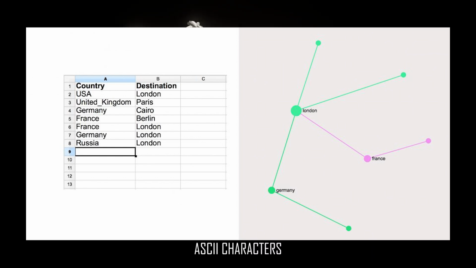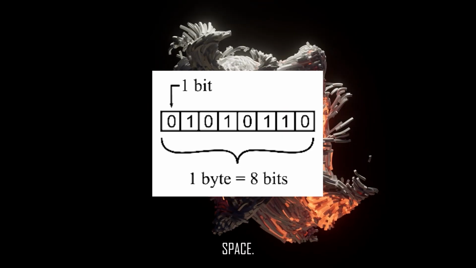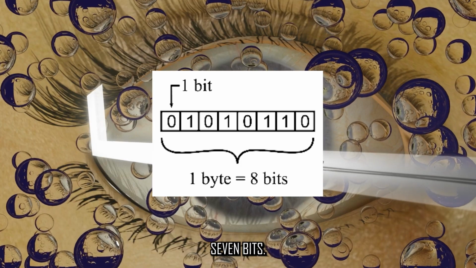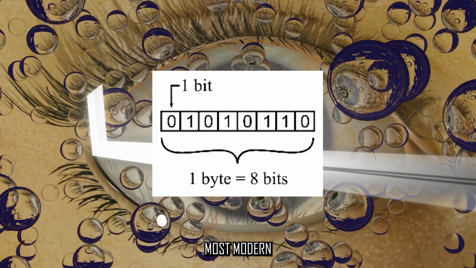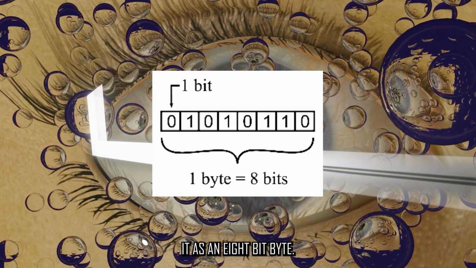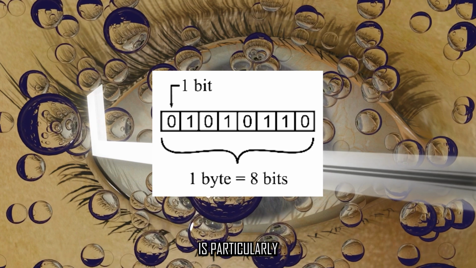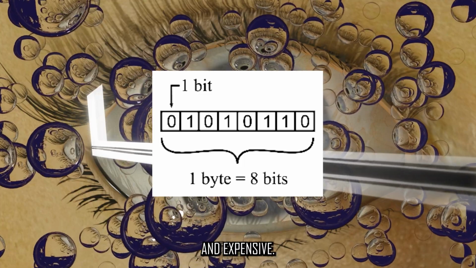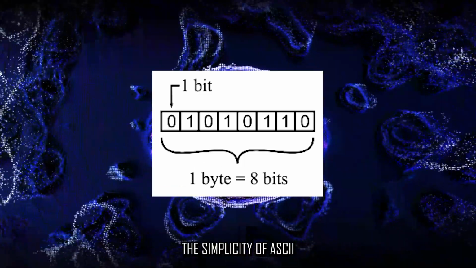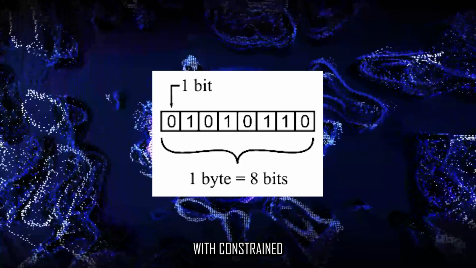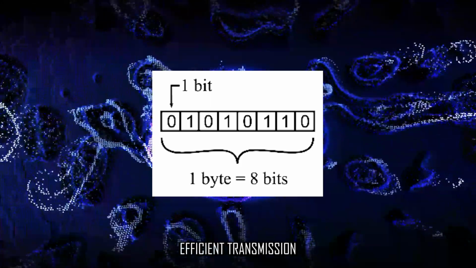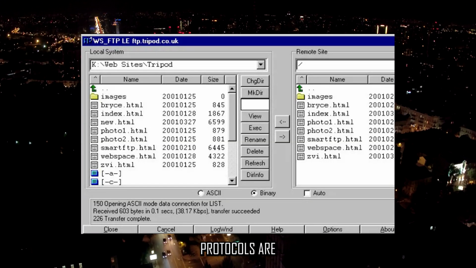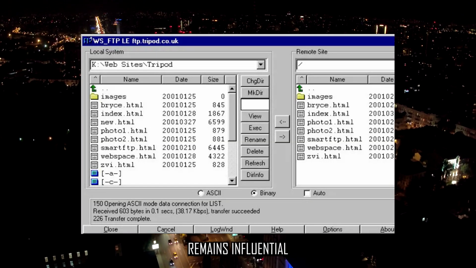Moreover, ASCII characters are lightweight in terms of storage space. Each character requires only 1 byte of memory, 7 bits, to be precise, though most modern systems store it as an 8-bit byte. This efficiency is particularly important in early computing systems, where storage was limited and expensive. The simplicity of ASCII made it ideal for systems with constrained resources, allowing for the efficient transmission and storage of text-based information.